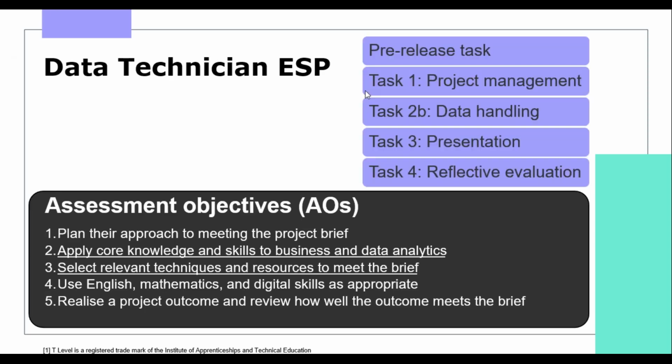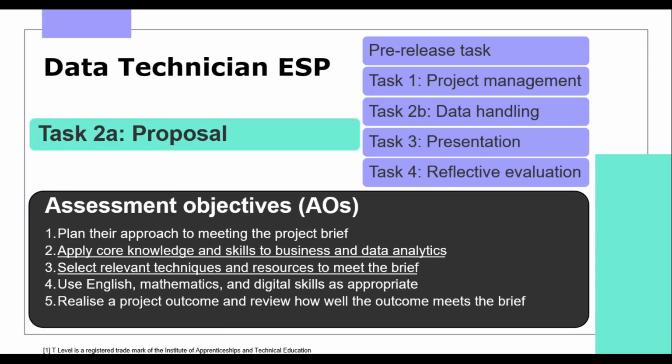The ESP is conducted during a 2-week assessment window, which will be available during the summer and autumn terms. The tasks are designed to replicate the real-life industry experience, and we use employers and industry experts when developing the ESP to help achieve this. Now, this video will focus on Task 2A, where students start to consider their requirements to complete the project presented in the ESP brief, which will assess assessment objectives 2 and 3.